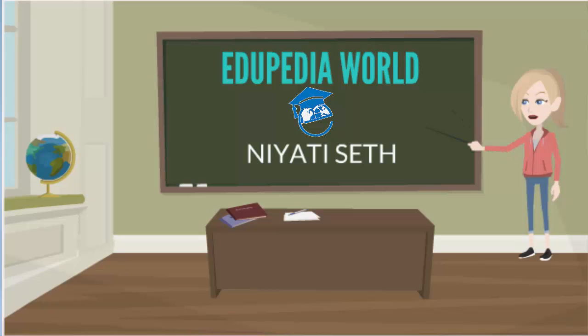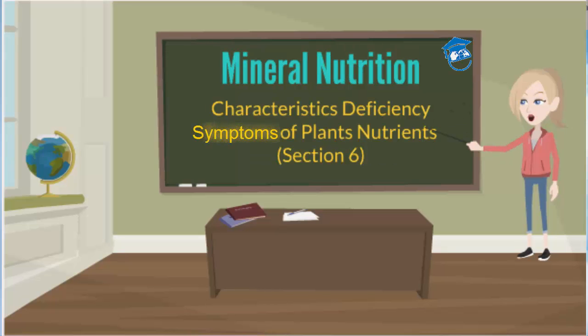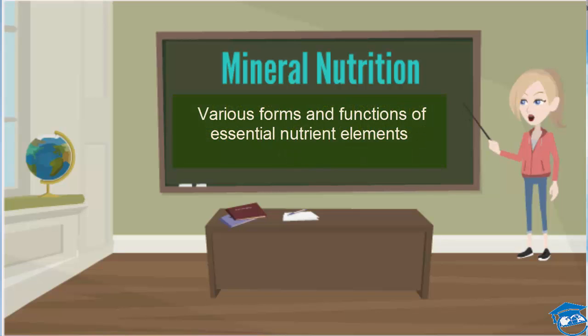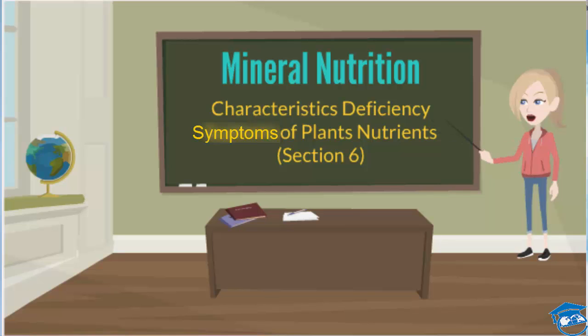My topic for the presentation is the 6th section of the chapter Mineral Nutrition. In this section of the video, we will discuss the characteristic deficiency symptoms of plant nutrients. Students, in my previous section of the presentation I have already taught you various forms and functions of essential nutrient elements. So for better understanding you can refer to those presentations. Now in this section of the video we will discuss the characteristic deficiency symptoms of plant nutrients.